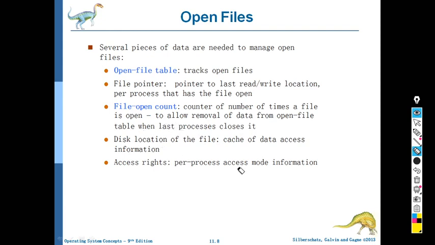Then there is the location of the file, and a cache of data access information, which means the frequently accessed information of the file is stored in one particular location. Every file will also have access rights per process, that is, access mode information. For a particular process, it says whether the process is only allowed to read, or allowed both reading and writing or modifying, whether the process has rights to access. You must have seen in C programming that we always open a file using a read mode or a write mode or in such a fashion.